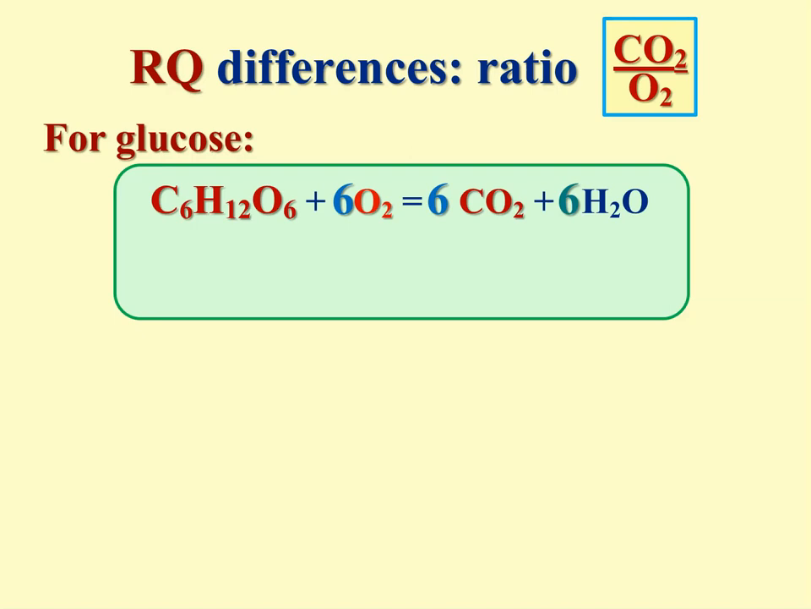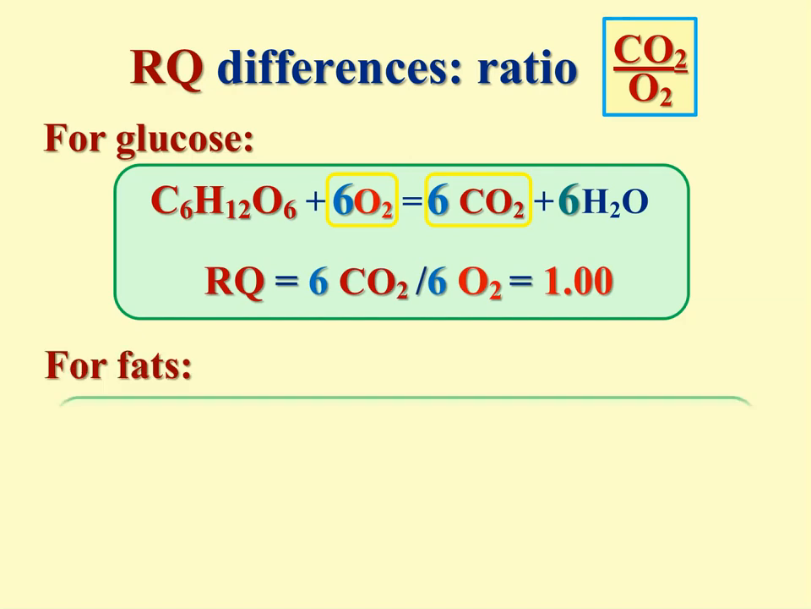But we are interested in the CO2 and O2 ratio. So 6 molecules of CO2, 6 molecules of oxygen. According to physics laws, you know that the same number of molecules provide the same volume regardless of the type of gas. It doesn't matter that one gas is carbon dioxide and another gas is oxygen. The same amount of molecules and volumes are equal. Therefore, you can easily see that the ratio of volumes of CO2 and O2 is 1. So, for carbohydrates, the respiratory quotient is 1.